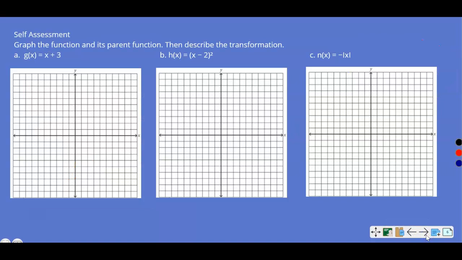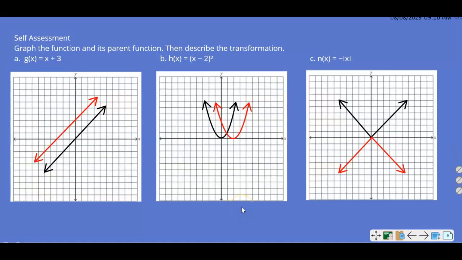All right, self-assessment. I want you to pause the video and take a few minutes to graph each function and its parent function, then describe the transformation. So A, B, and C, you've got 3 functions here. Pause the video, take a few minutes to do that. All right, I don't have much time left, so I'm going to quickly go through these.